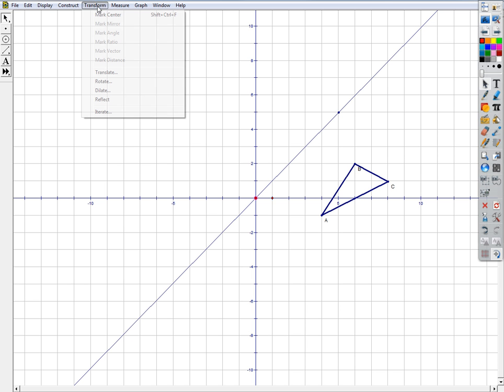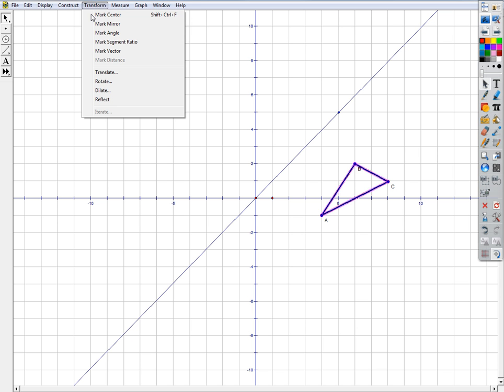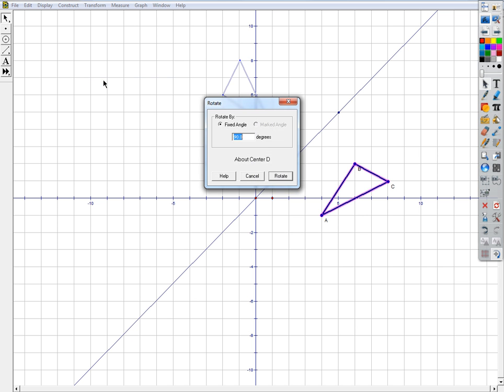Okay, so I'm going to go to transform, and I'm going to mark that as the center. So the origin is the center. And now if I go back here, and I highlight this guy, and I want to rotate it, I can go up to transform, rotate, and look what it did. Okay, it said about the center, and the center evidently is point D. I probably should have made it O, but the D is the origin here. If I want to rotate it about the center, then I can pick.